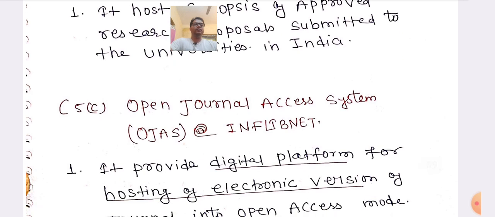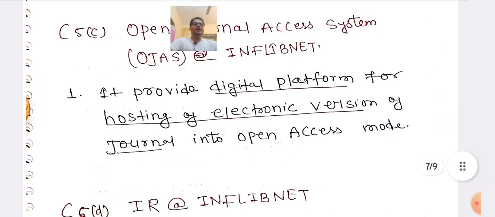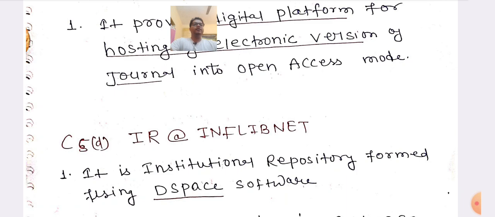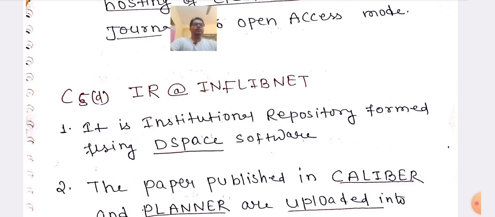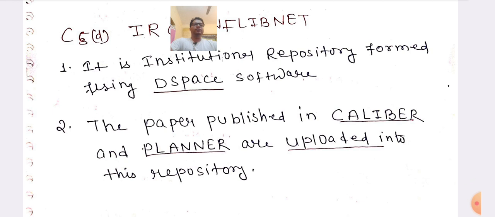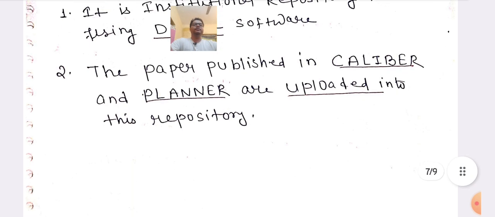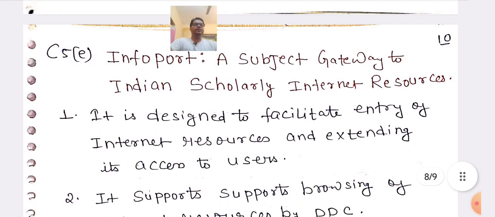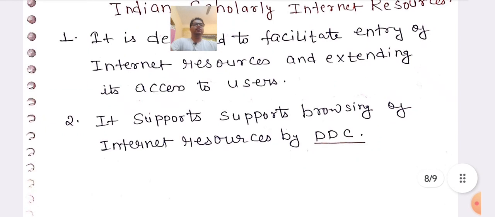Open Journal System, OJS@INFLIBNET, provides a digital platform for hosting electronic versions of journals in open access mode. Now we have IR@INFLIBNET. It is an institutional repository formed using DSpace software. The papers published in CALIBER and PLANNER are uploaded in this repository. Now we have Infoport, a subject gateway to Indian scholarly internet resources. It is designed to facilitate entry of internet resources and extend access to the user. It supports browsing of internet resources by DDC.